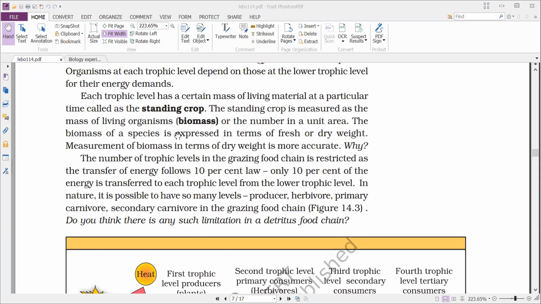First, understand the standing crop. What is meant by standing crop? The amount of biomass, or we can also say the energy, because the biomass provides the energy. So the total amount of energy or biomass that is present in each trophic level at a particular period of time.